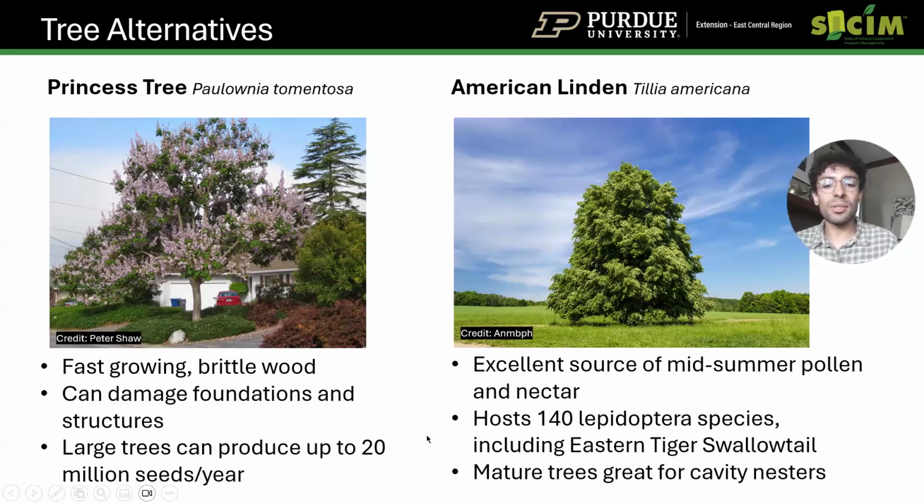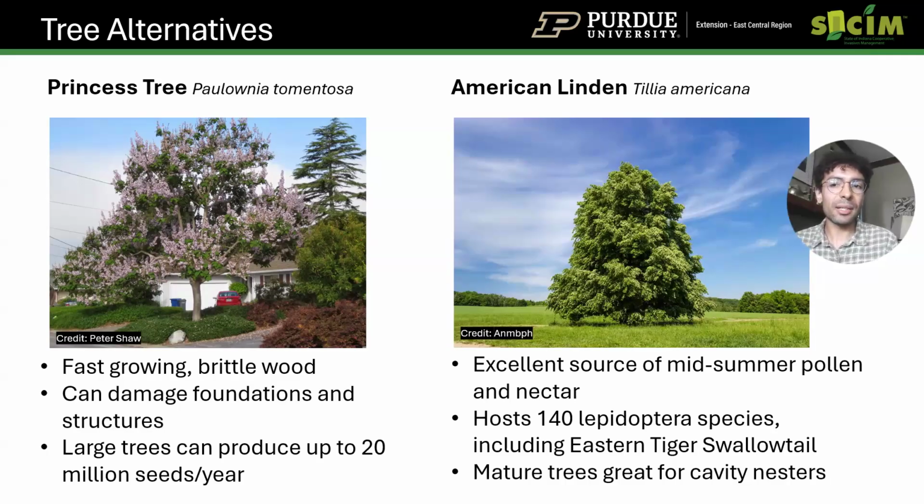So, a great alternative to this princess tree would be the American linden. This is one of my personal favorites. It's a large growing tree. They can easily be 80 foot tall. I think they've been documented growing up to 135 feet tall. So it's definitely not one you want right by your house, but if you have the space for these, it's a really great source of pollen and nectar in the middle of summer when resources are getting lower, especially in forested areas.